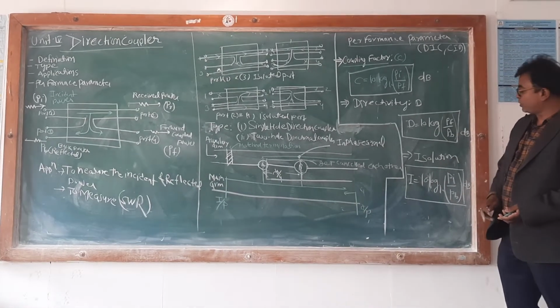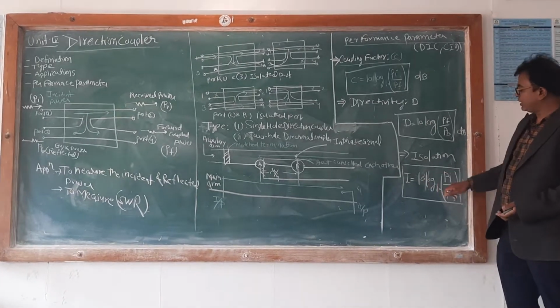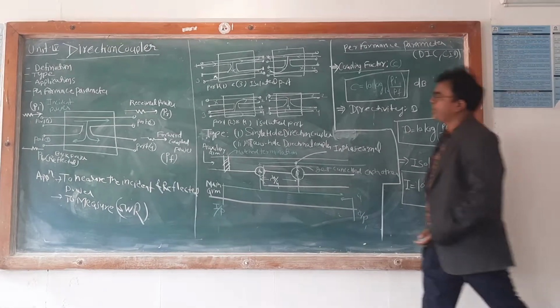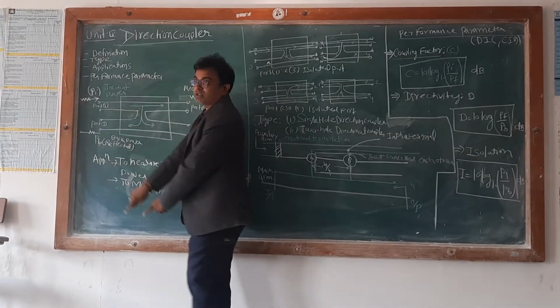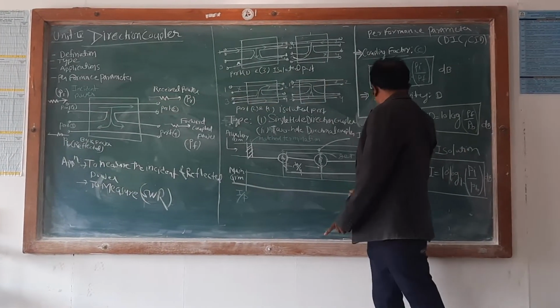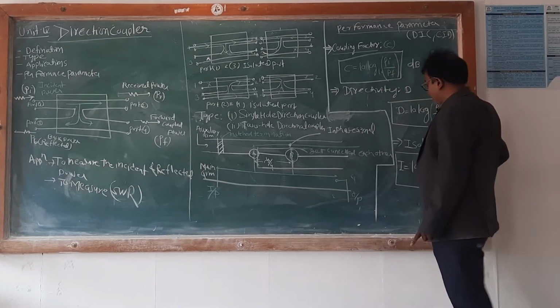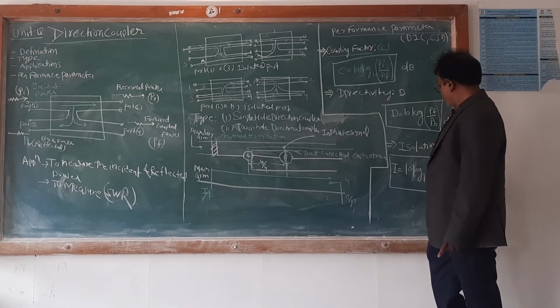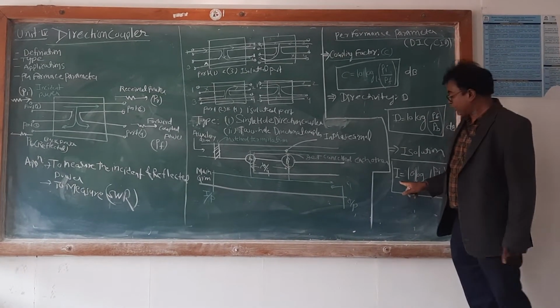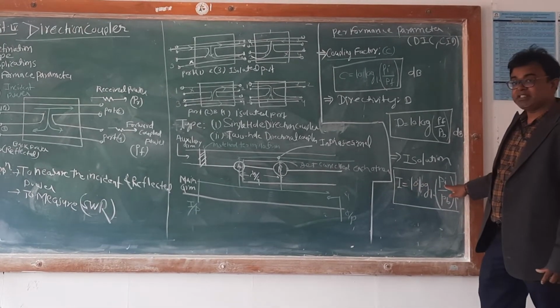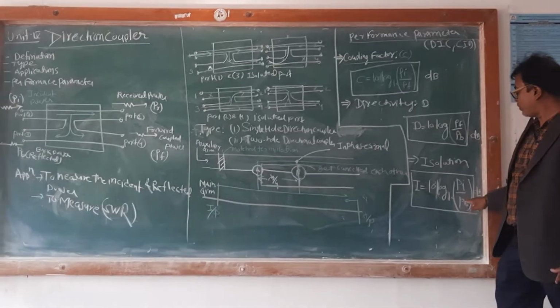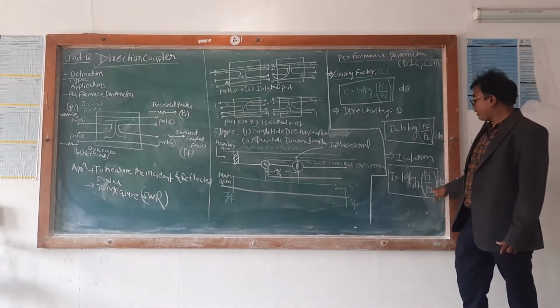And what is the isolation factor? Isolation means you can see that port number 1 and port number 3 are isolated. That means port 1 is the incident power and port 3 is the reflected power. So isolation is defined as the ratio of incident power upon back power.